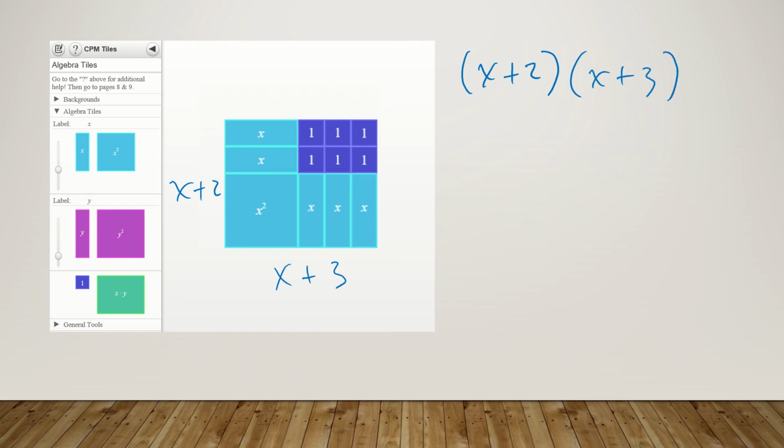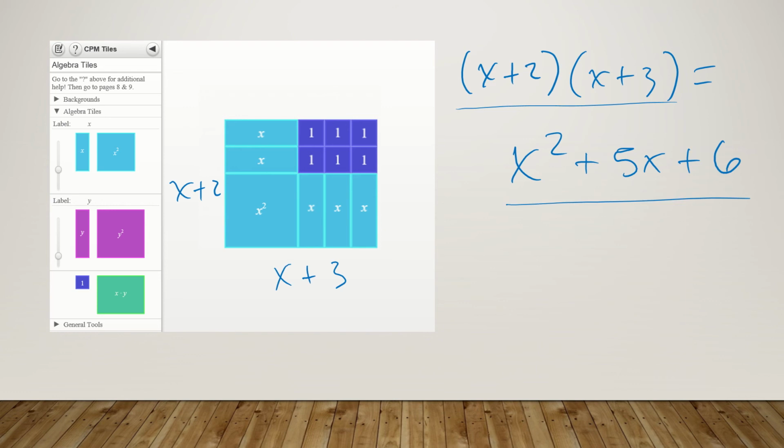But of course, equivalent to that product is the sum of the individual pieces. And if I look at these, I see that I have a single x squared tile. There are a total of 5 x tiles, and there are a total of 6 unit tiles. So the important idea is that these are equivalent to each other. If I multiply x plus 2 by x plus 3, I do get x squared plus 5x plus 6.